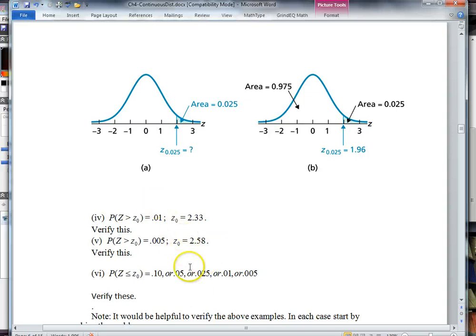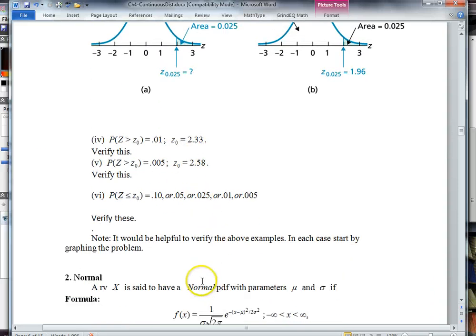So I want you to really verify all these examples by going back to the table, make sure you understand the table. Now once you do that, I want to pause here, do all the homework problems on the standard normal table, and now we go back to the normal distribution.